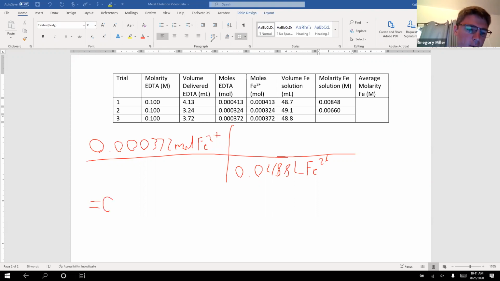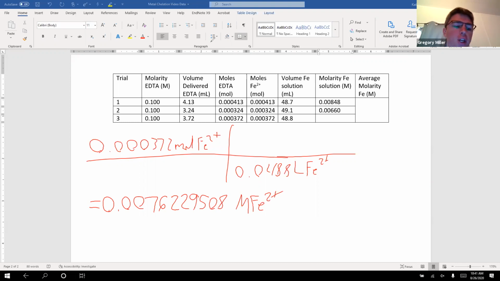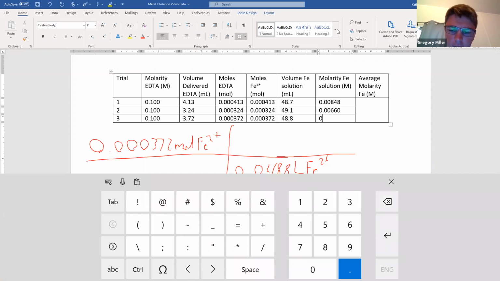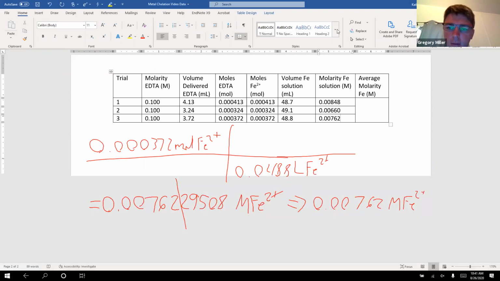And we get 0. And as I've mentioned before, I always like writing out the whole number that the calculator gives me. That way, if I was doing this on paper, I would have a record of it. So if I needed to go back and check my significant figures or use a longer number, I can. And it helps me show exactly where I'm rounding and know what I'm doing. So this becomes 0.00762 molar. Cool.